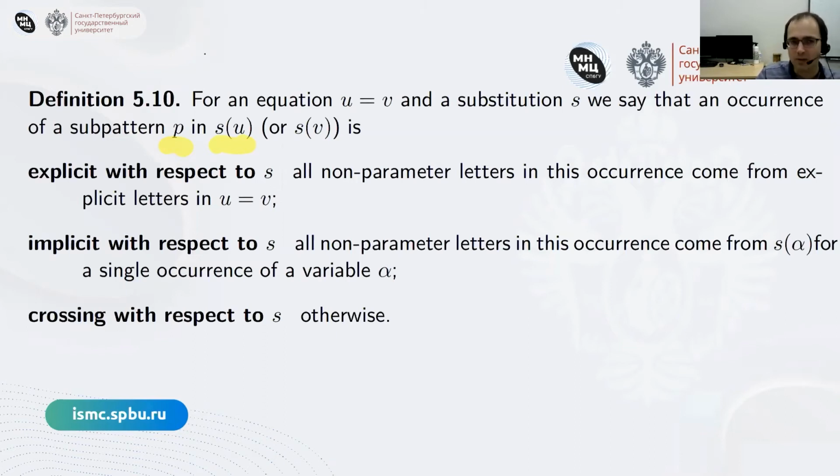We will say that an occurrence of a subpattern in this whole term, which is obtained after the substitution on one side of the equation, is explicit if all the letters of the subterm, except perhaps for the parameters, were already present in the equation. It's implicit if all those letters come from a substitution for a variable, which could be a term variable or a context variable. And it is crossing in the remaining case, meaning that some of those letters come from a substitution for a variable, and some come from the equation or from a substitution for a different variable.